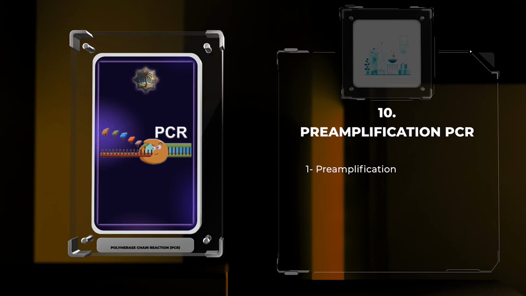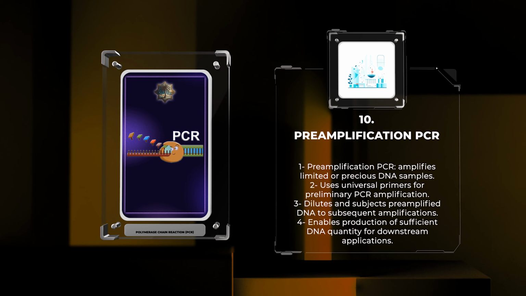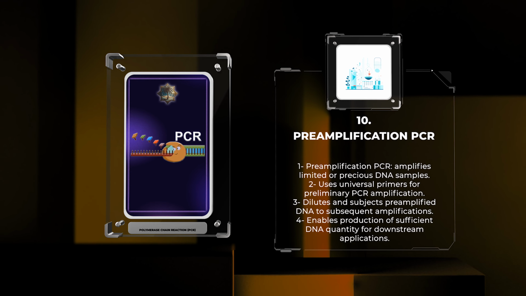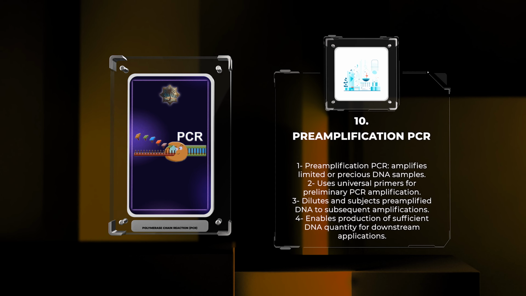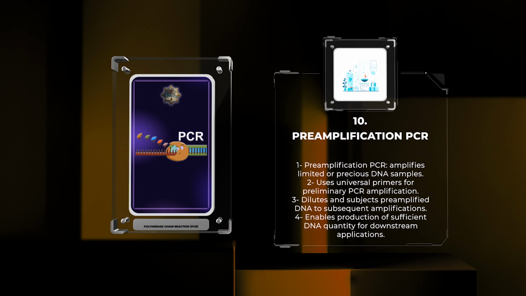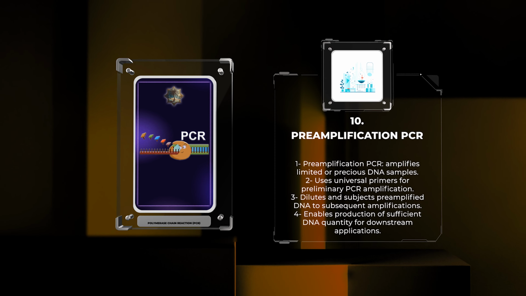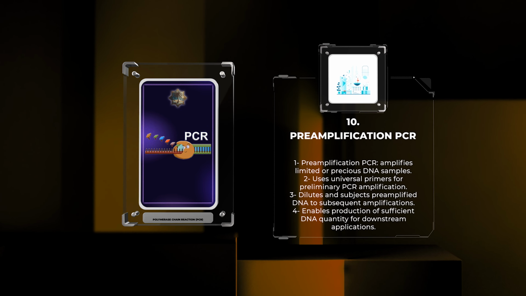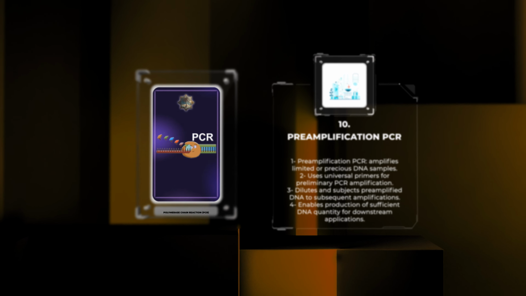Preamplification PCR is a technique utilized to amplify limited or precious DNA samples, such as those obtained from small biopsies or single cells. This method involves a preliminary PCR amplification step, utilizing universal primers targeting multiple regions of interest. The preamplified DNA product is then diluted and subjected to subsequent amplifications targeting specific DNA sequences of interest. Preamplification PCR enables the production of sufficient DNA quantity for downstream applications, while maintaining compatibility with limited starting material.